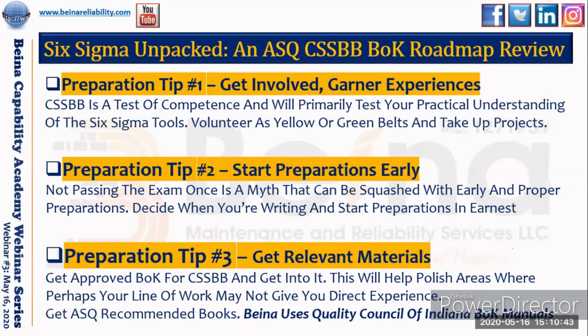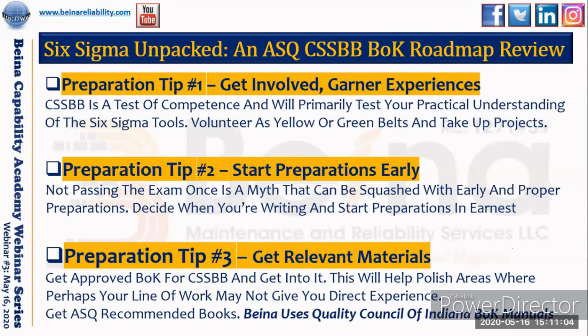One problem we usually have with people trying to get a Six Sigma black belt is you don't have any experience in continuous improvement and you want to write a black belt. If you're planning it as a career path, get involved, garner the experience. It's a test of competence. I've been saying this. And what is going to be tested is your practical understanding of the tools.